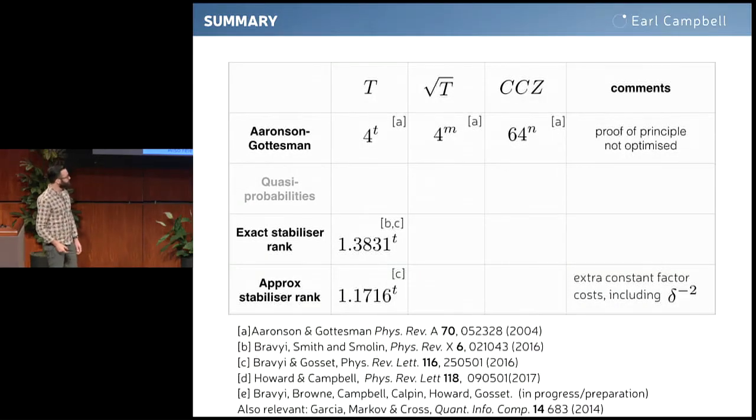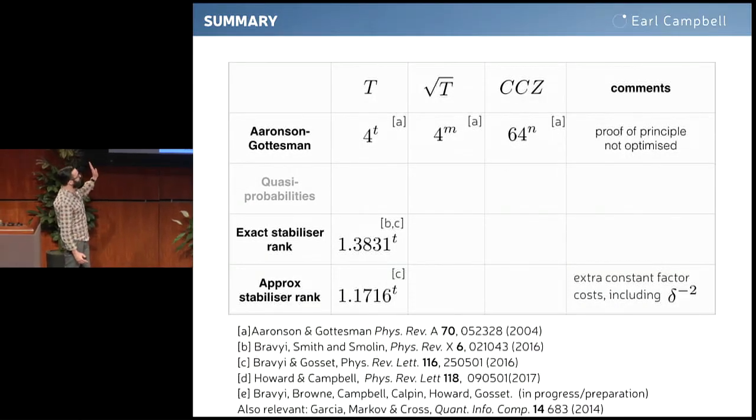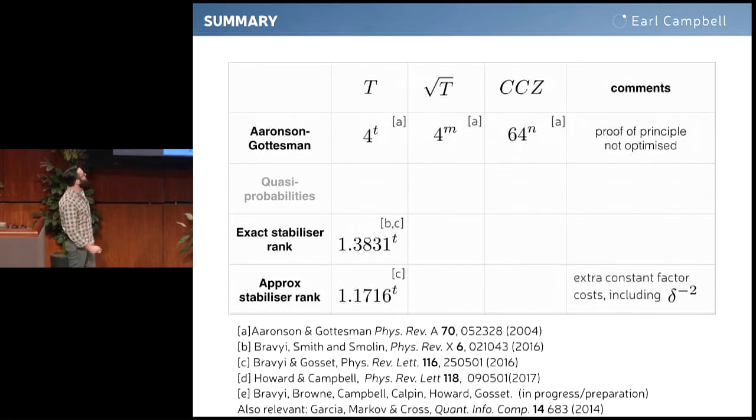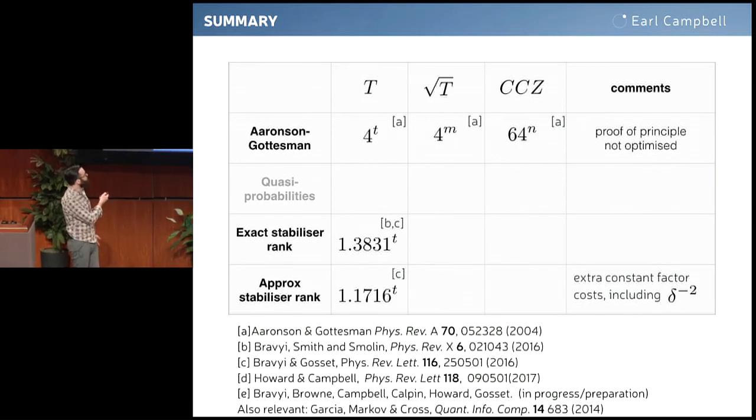So in some sense, I might think of this as the prior art slide. We have this result from a long time ago by Aaronson and Gottesman, which just shows this proof of principle that it's possible to do these kinds of stabilizer simulators with some exponential scaling. But they have a very large 4 to the n or m. So here I've got the T gate, the CCZ gate, and I wanted to have something else that wasn't a Clifford magic state. It was just some other gate that was a small rotation, and so I picked the square root of T. So that's a good proof of principle.